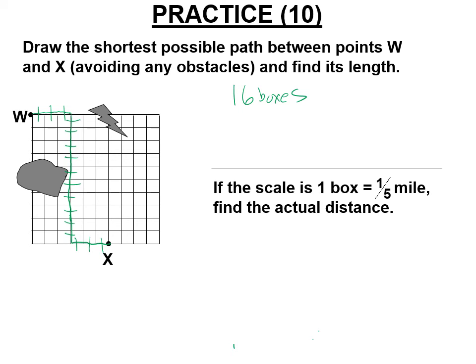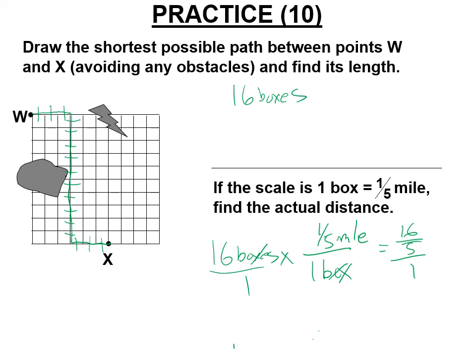So now if 1 box equals 1/5 of a mile, then 16 boxes times 1/5 of a mile per box. So it's 16 times 1/5. That's all that happens. You multiply across. You get 16/5 over 1, but it doesn't matter. 16/5 over 1 is 16/5. So 15/5 is 3. So this is 3 1/5, right? So find the actual distance. It was 3 1/5 miles. It was 16 boxes. It was 3 1/5 miles.